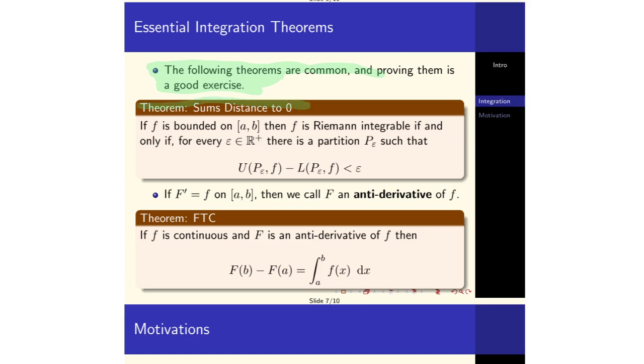But so the first essential theorem is that this is an equivalent condition to Riemann integrability. A bounded function is Riemann integrable if and only if, for every positive real epsilon, there is a corresponding partition such that the upper and lower sum become close together, within a distance of epsilon of each other.